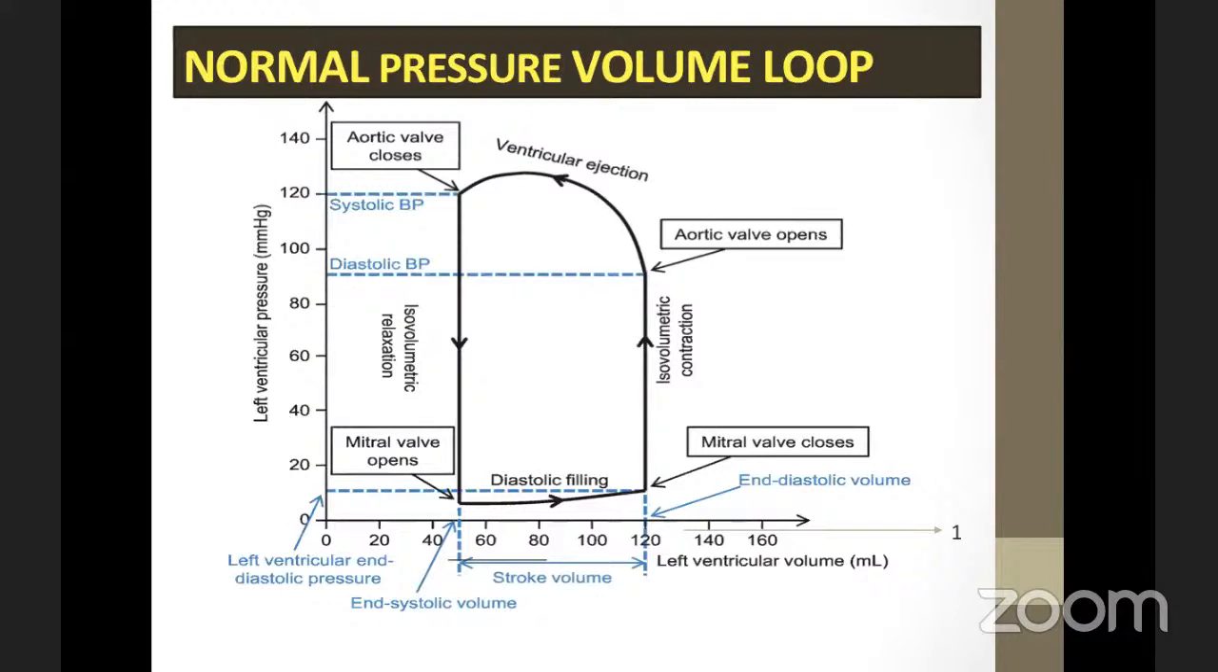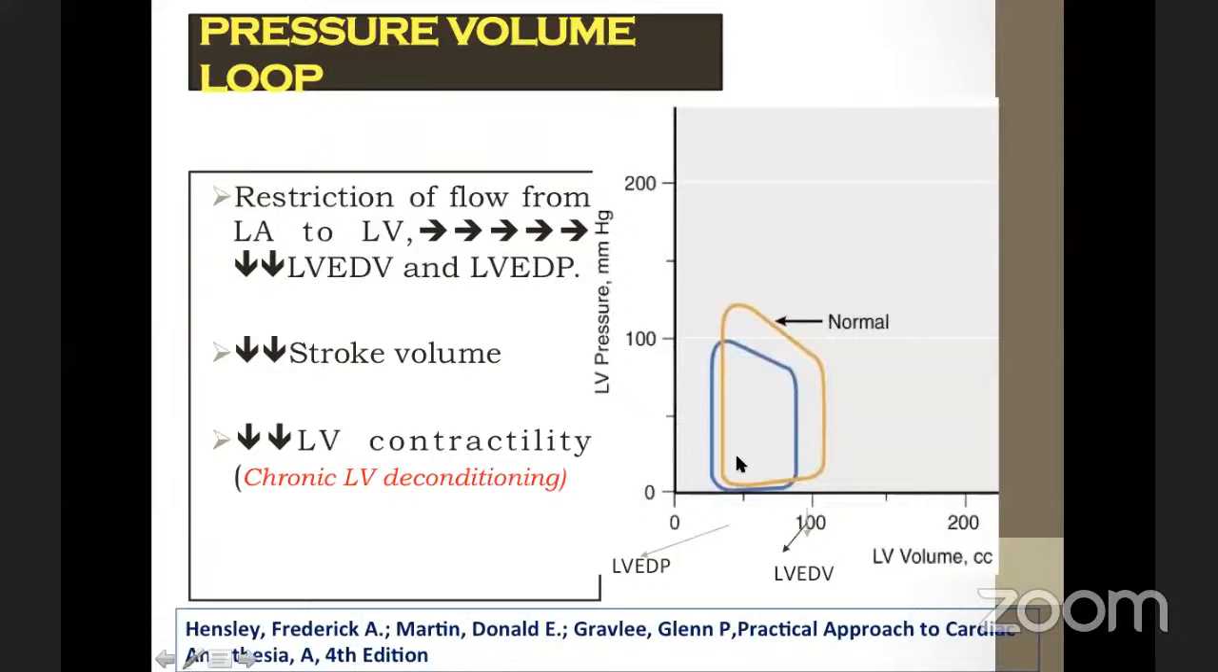However, in the case of mitral stenosis, both the left ventricular end diastolic volume and the left ventricular end diastolic pressure decrease when compared with the normal, because of the restriction of blood flow from the LA to the LV. So that gives us a decrease in both volume and pressure. There is also a decrease in the stroke volume, and a decrease in LV contractility because of chronic LV deconditioning.